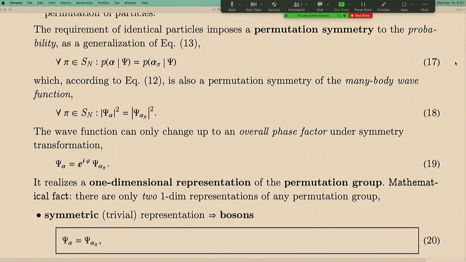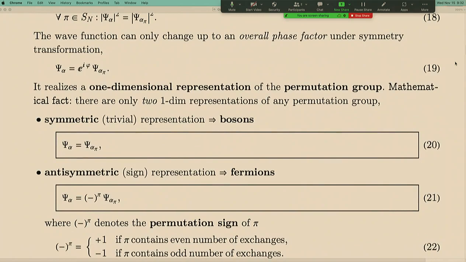So what does this mean? This basically means that this alpha, as a wave function or a state vector, realizes a one-dimensional representation of the permutation group, meaning that any permutation group element corresponds to a complex phase factor that multiplies the many-body wave function. And the mathematical fact is that there are only two one-dimensional representations of any permutation group. One is called the symmetric representation, the other is the anti-symmetric representation.